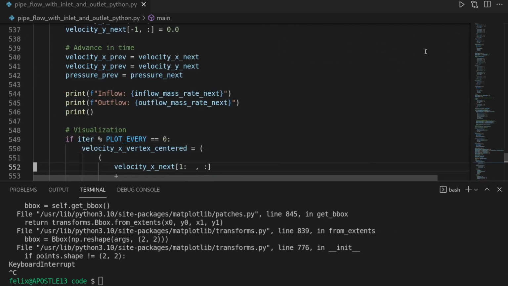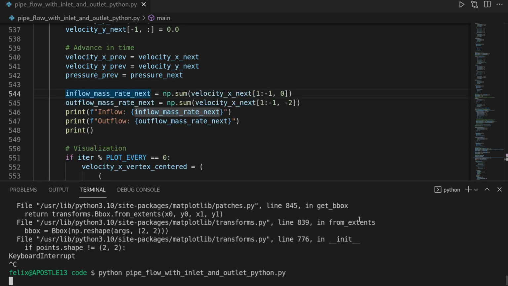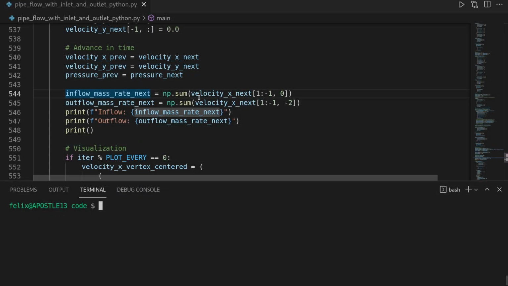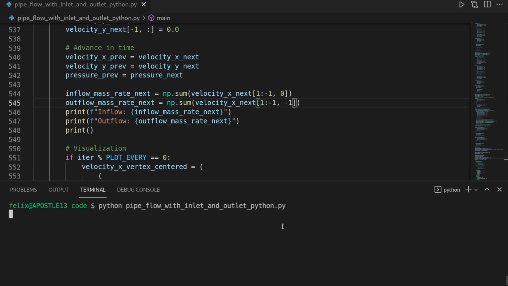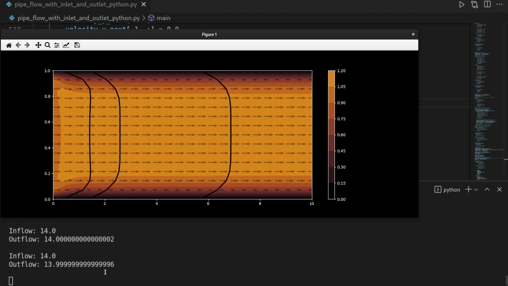So let me copy that down again and see here. So let me run it again. And now it should be, and of course we need to go back to the -1 here to be at the very end. And then we should be good that the mass is basically conserved here.